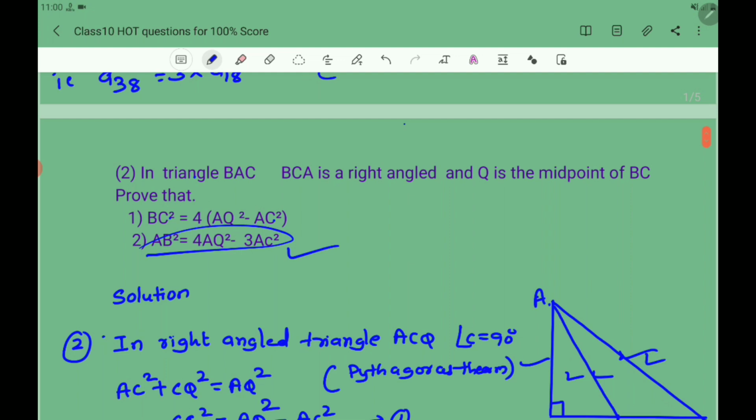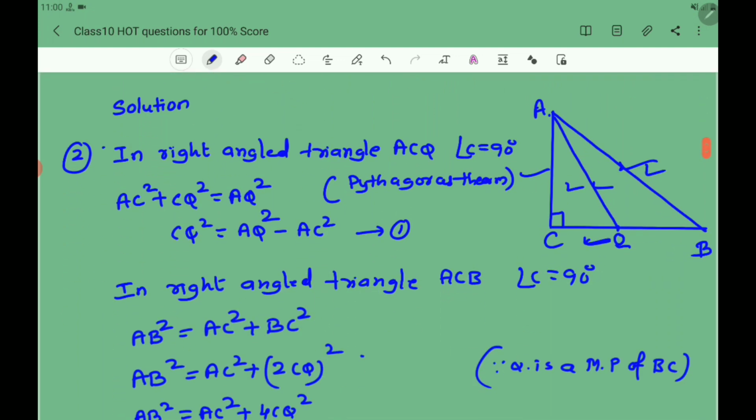That is the second one. What we had to prove, we proved.